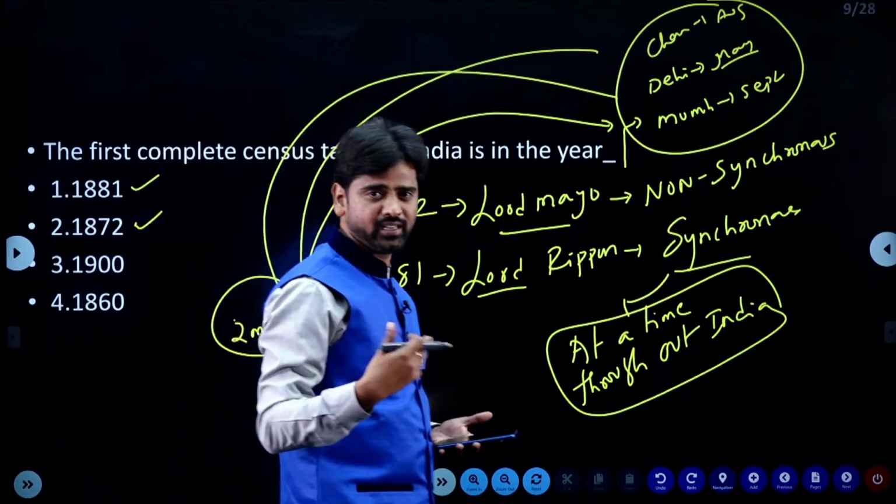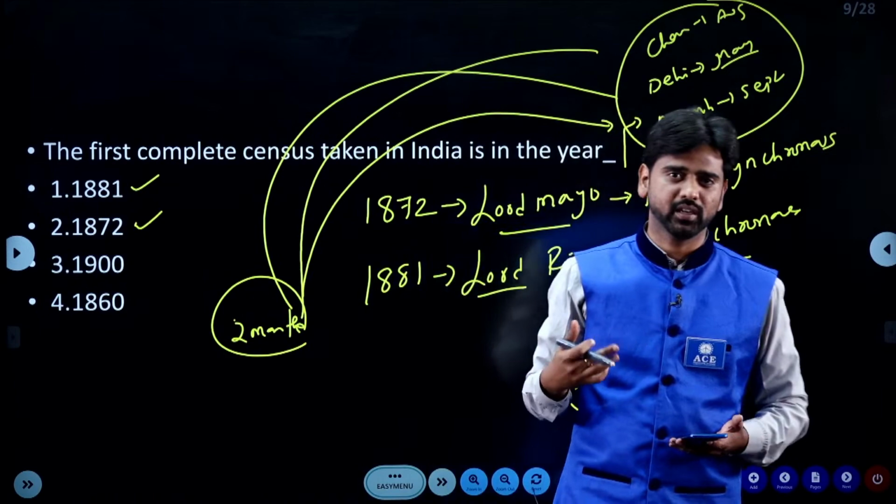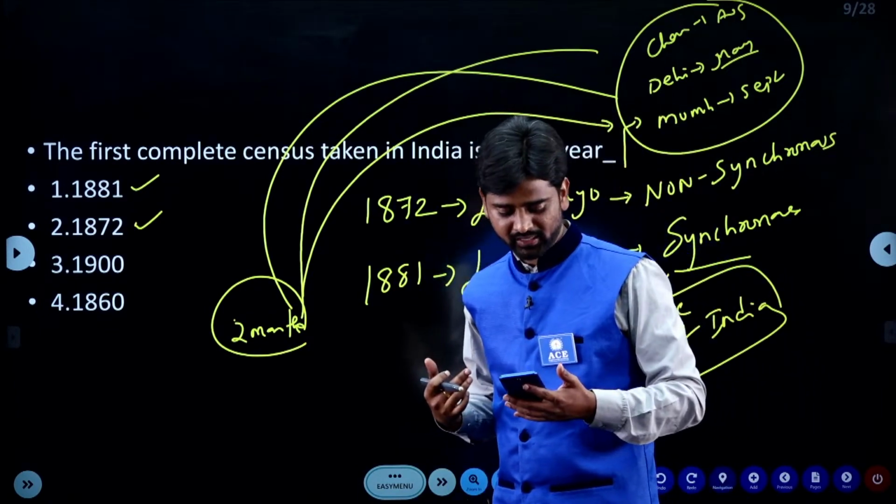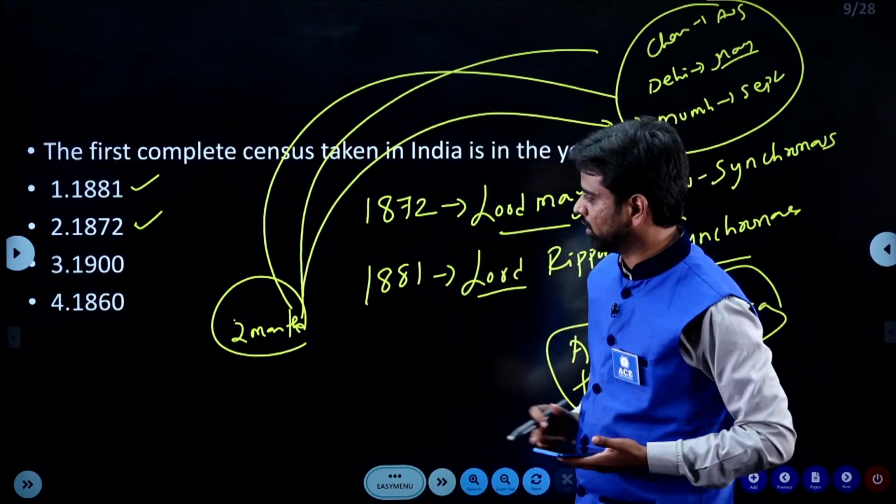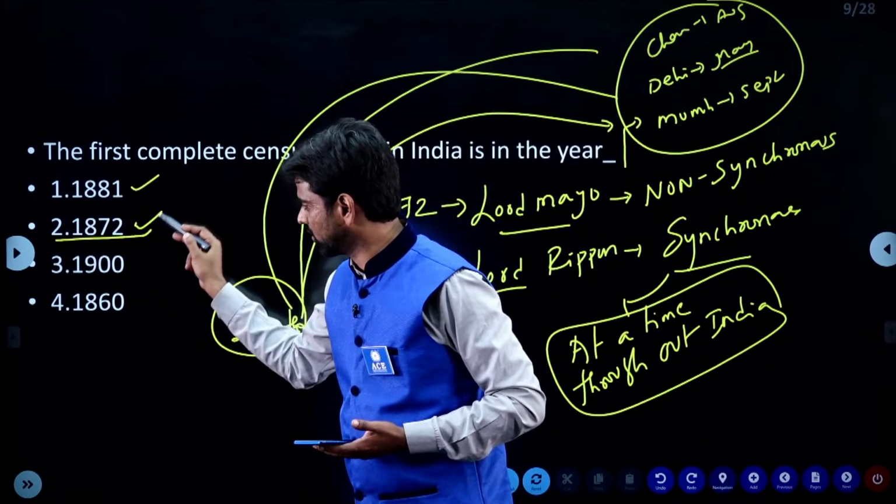So every 10 years we conduct the decennial census, right? Yes, we are conducting the population census based on the decennial census. Make sure that you remember this one, guys. And this is the first non-synchronous.